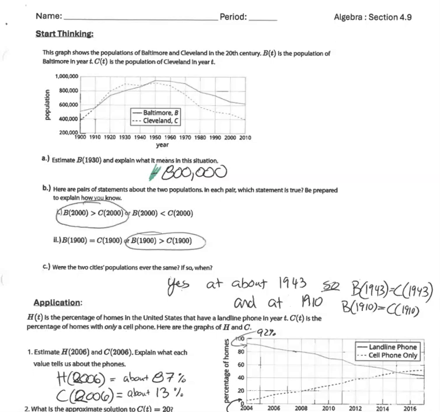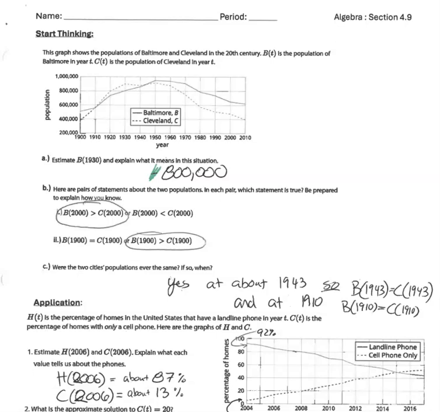The next part says, were the two cities' populations ever the same? If so, when? You can see that they crossed paths at about 1943. So you could say B of 1943 equals C of 1943 if you wanted to use function notation. And then also in the 1910s, you could say B of 1910 equals C of 1910.